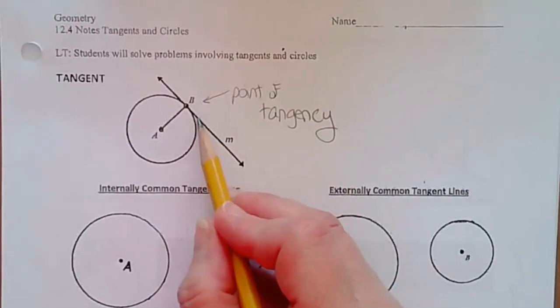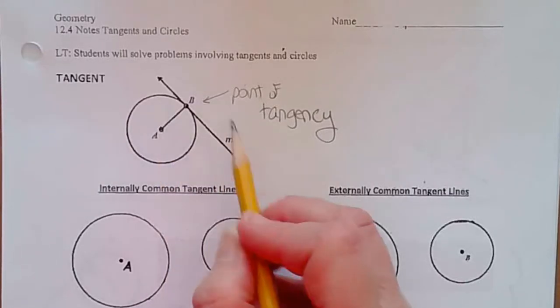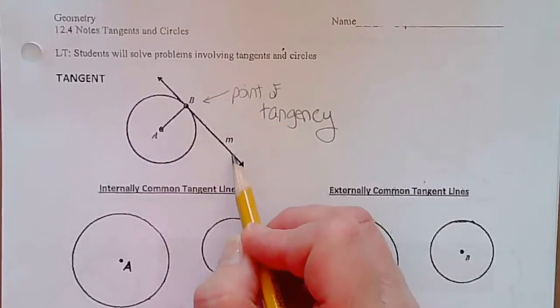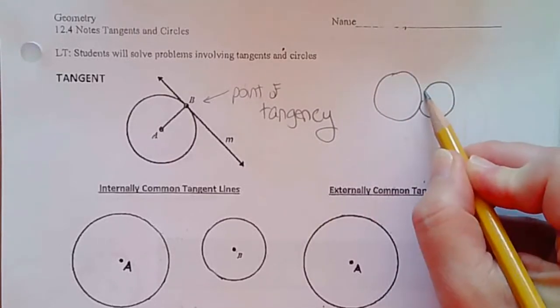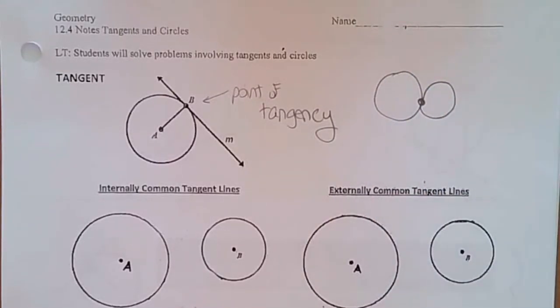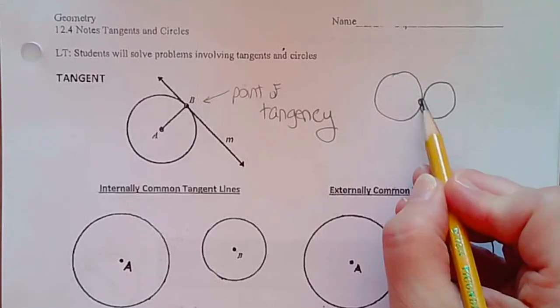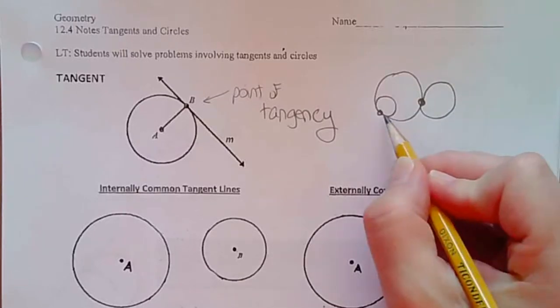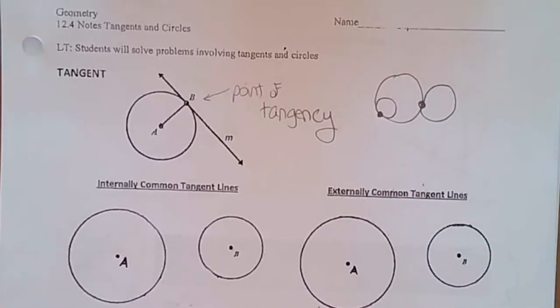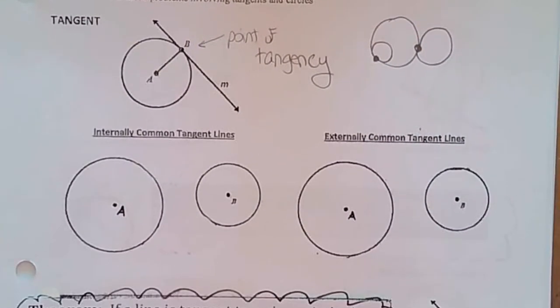So a line can be tangent to a circle. We could call that a segment. Segments can be tangent to a circle. Even two circles can be tangent to each other as long as they only touch at the one place. So circles can be tangent this way, circles can be tangent this way, maybe the circle's inside the other one. Lots of different versions of that can happen.